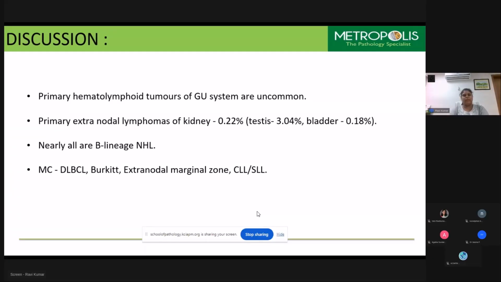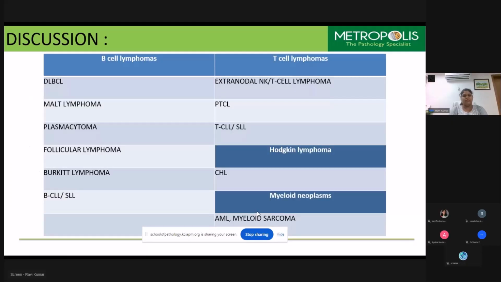So we'll just discuss primary hematolymphoid tumors of the genitourinary system. These are very uncommon. Primary extranodal lymphomas of the kidney account for just 0.22% of all renal tumors. These lymphomas are slightly more common in the testis, and nearly all of them are of B-cell lineage. B-cell lymphomas are more common. They include DLBCL, MALT lymphomas, plasmacytomas, follicular lymphomas, Burkitt's, B-cell CLL/SLL. T-cell lymphomas, Hodgkin's lymphoma, and myeloid sarcoma are extremely rare.